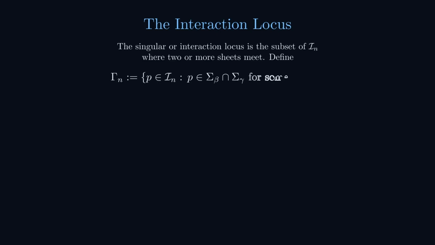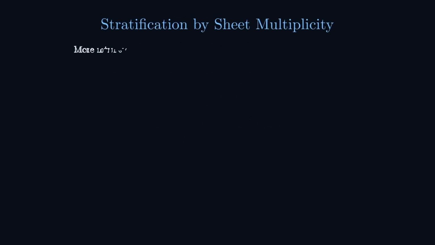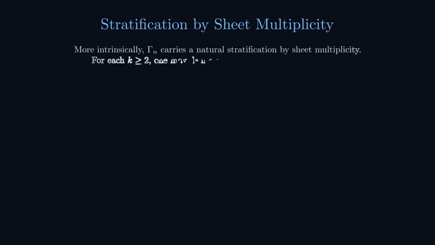So the interaction locus. The singular or interaction locus is the subset of I sub n where two or more sheets meet. We'll define it as the union of the pairwise intersections where beta is not equal to gamma, and it's a subset of I sub n. This is just where the surfaces intersect. That's the intersection locus.